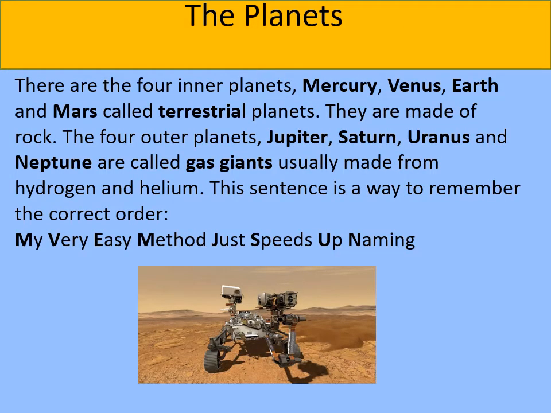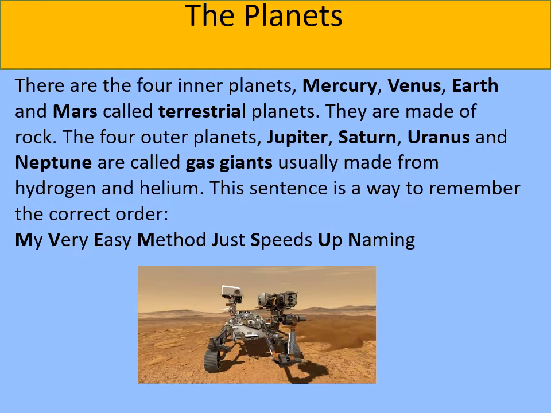So, a bit about the planets themselves. There are, as we say, 8 planets. 4 are the inner planets. That's Mercury, Venus, Earth, and Mars. They're quite small compared to the outer planets, which are Jupiter, Saturn, Uranus, and Neptune. Now, the name given to the 4 inner planets is terrestrial. So they're called the terrestrial planets, and they're made from rock. On the other hand, the 4 outer planets are made from gas.